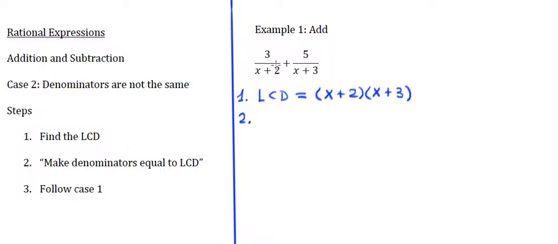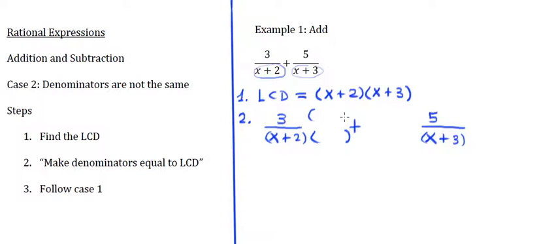Make denominators equal to LCD. So for that, I'm going to rewrite this 3 over x plus 2, give some space, and then plus 5 over x plus 3 here. So we must multiply the denominators and the numerators by some factors such that the denominator will become the LCD. I want this to be the LCD, so clearly I must multiply denominator and numerator by the factor that is missing here, the x plus 3, right? Now this x plus 3 also can easily be seen as the other denominator, right? You see, x plus 3 here.